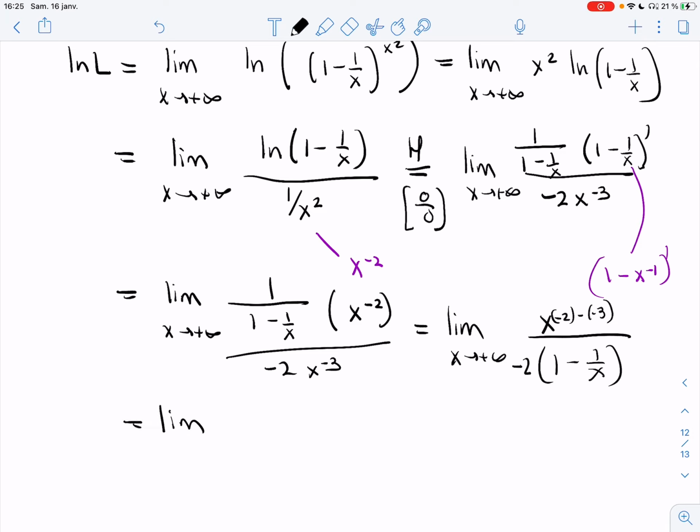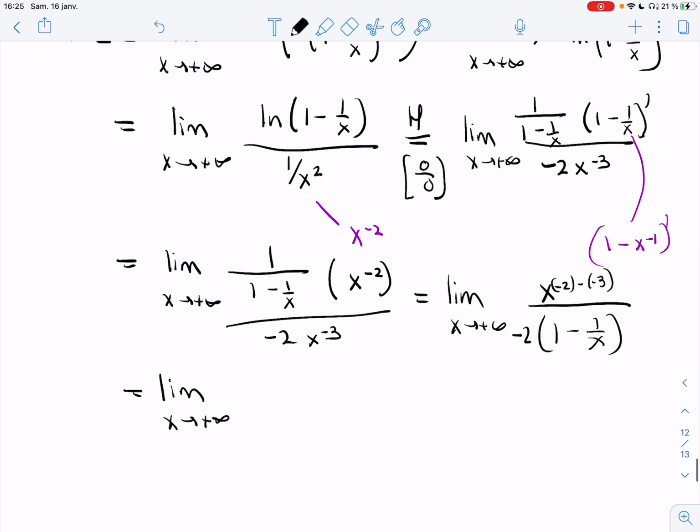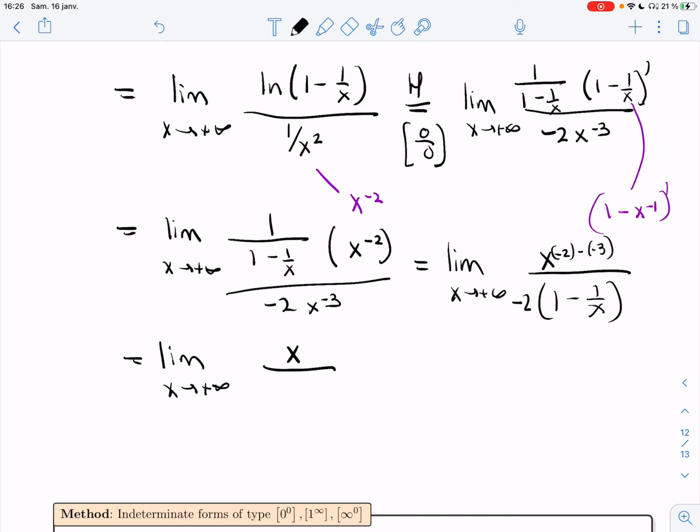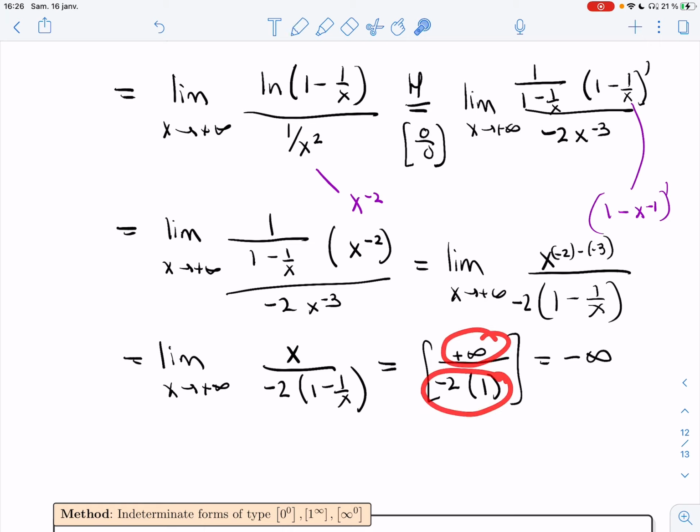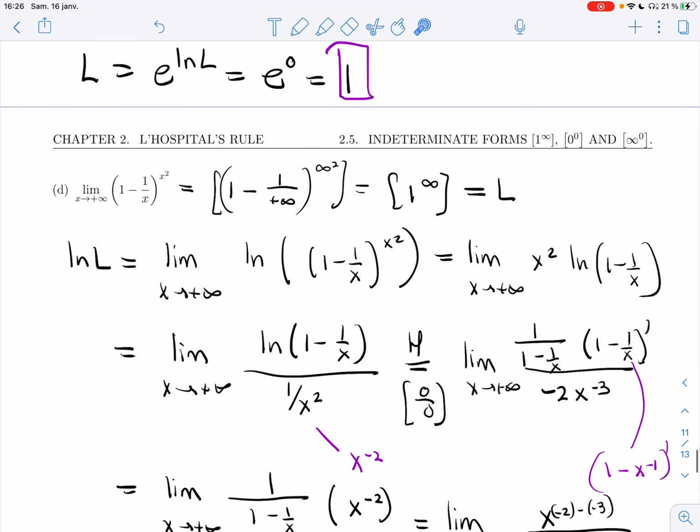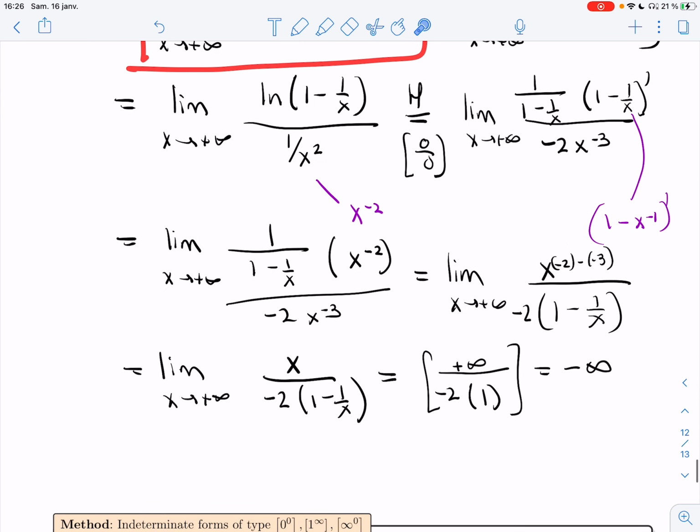All right, so I get the limit as x goes to positive infinity of x over, oh, sorry, there's a minus somewhere else. Oh, yes, sorry, I just noticed. Well, let's keep going. If there's a mistake, I'll start again. I think it's fine. All right, so I have minus 2, and then here I have 1 minus 1 over x. When I plug it in, I get plus infinity over minus 2 times 1. And so I get minus infinity. Remember, big positive number divided by minus 2, still big, but no longer positive, you have a negative. All right, so the limit with the log in it gives you minus infinity.